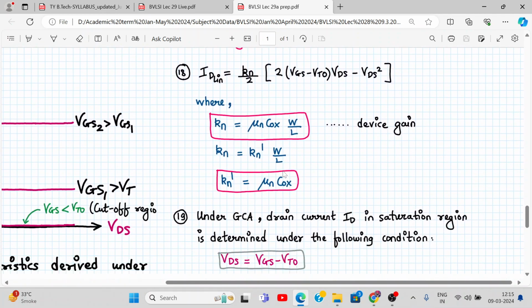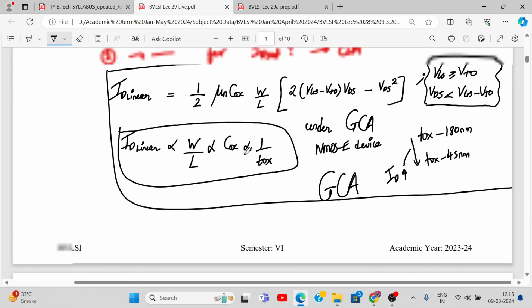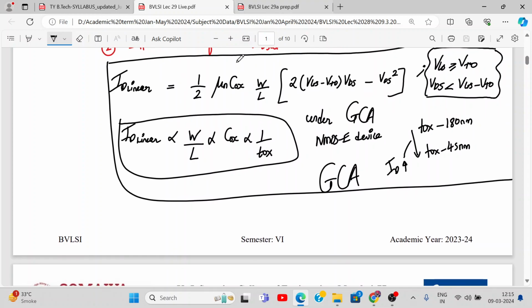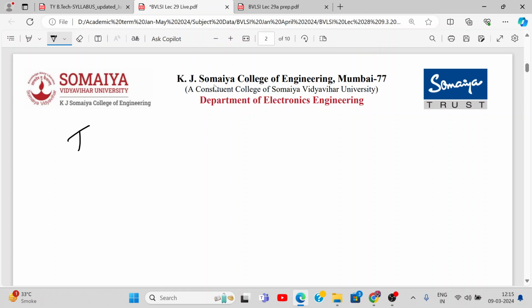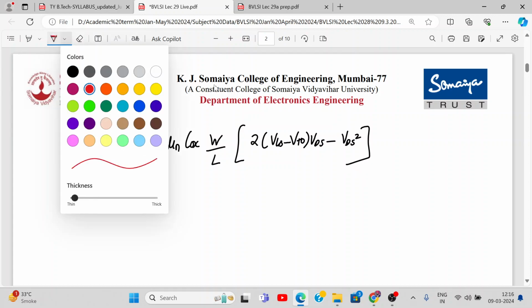Now see here. Understood this, students? Yes, sir. Okay. Now we can write the same expression as follows. ID linear is, we have practiced it again, half mu n Cox W by L twice VGS minus VTO into VDS minus VDS square. So we can rewrite this expression as follows.